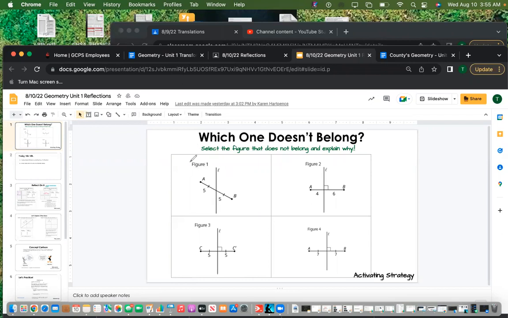So with figure one, that's probably the first one I would go with, is this one does not create a 90-degree angle. Okay. The other ones you could probably come up with, for instance, this is the only one that doesn't have A and B listed. This is the one that's the largest. This is the one that doesn't have the same number on both sides. You can come up with stuff like that.